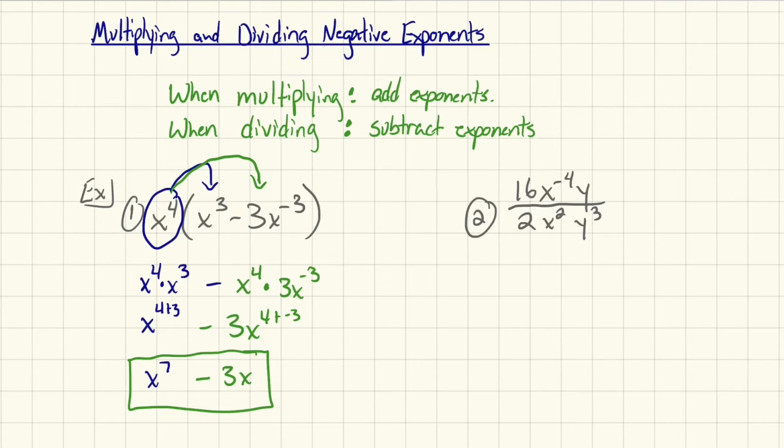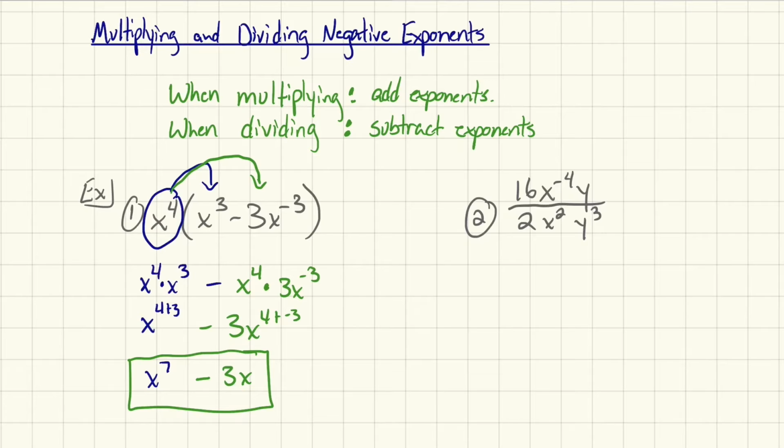So that's how that works. It's nothing more complicated than that. We just got to remember, keep the variable, add the exponents when multiplying. Now, anytime we're dealing with division, it's just the opposite. We're going to be subtracting exponents here.